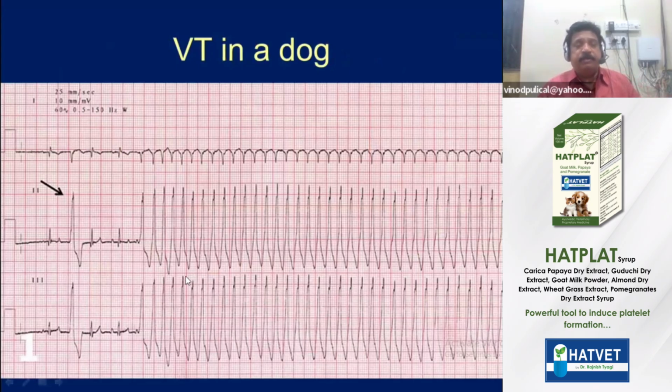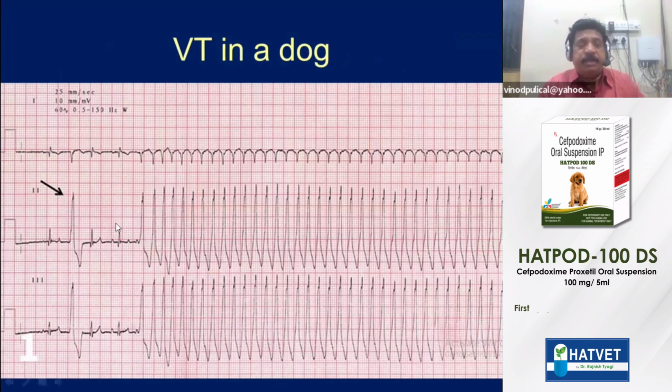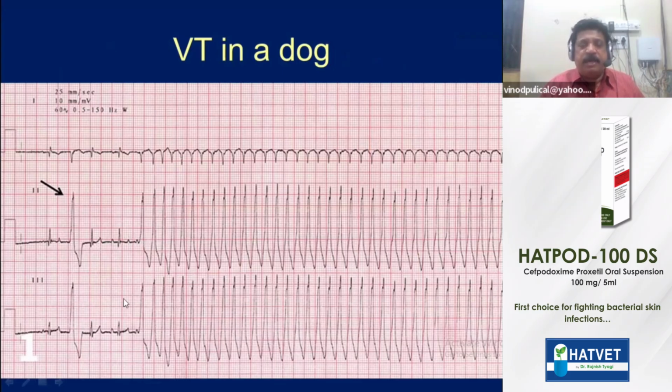See this VT in a dog. You can see a normal sinus complex here. You can see a VPC here. After that, normal sinus complexes. And then after that, you can see the VT, the ventricular tachycardia. Here also the same.